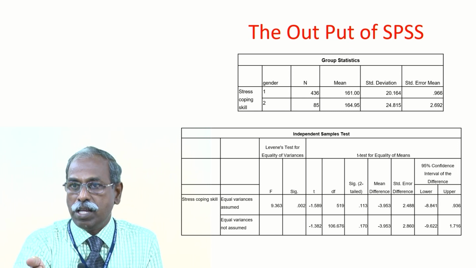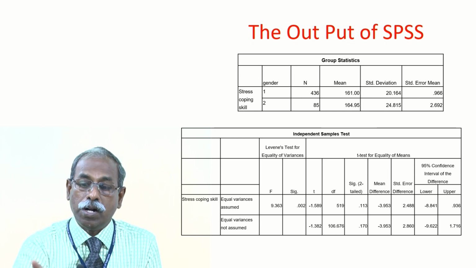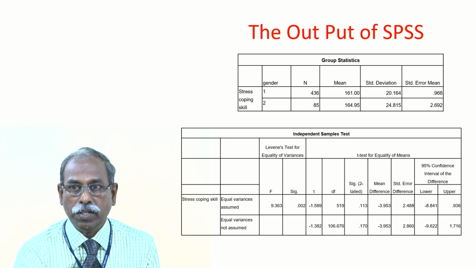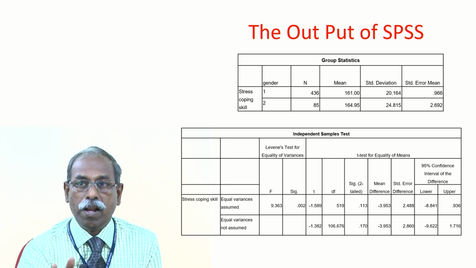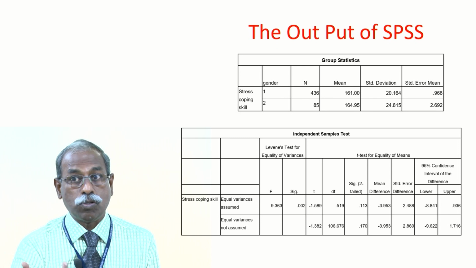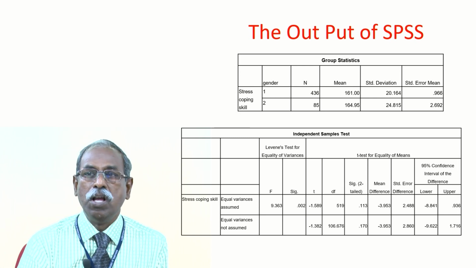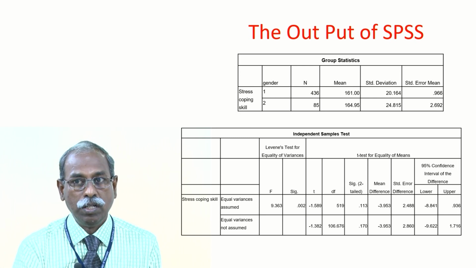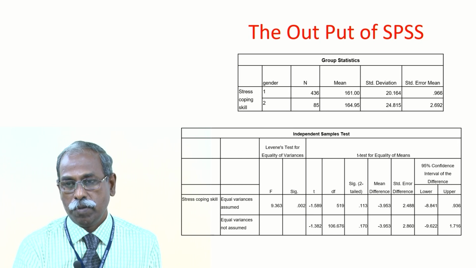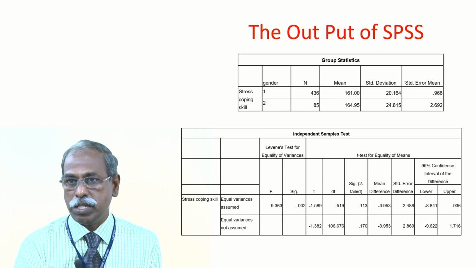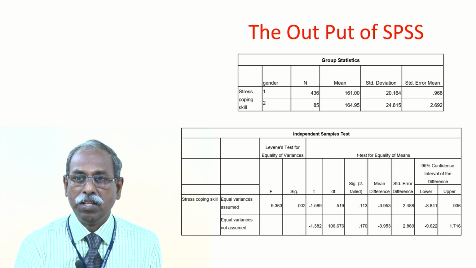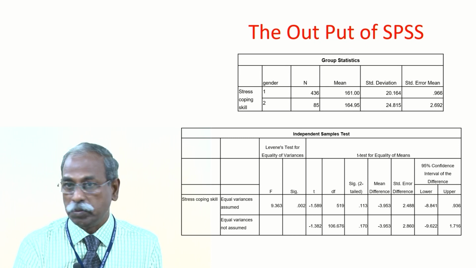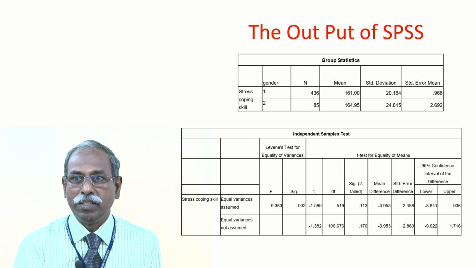Here in that example, in the table, the researcher measured stress coping skill. Is there any significant difference between male and female in their level of stress coping skill? What do you mean by stress coping skill? How you manage your stress. Because every human being faces stress. Stress is relieved only by death. You should face stress if you want to achieve something in your life. This is very important.